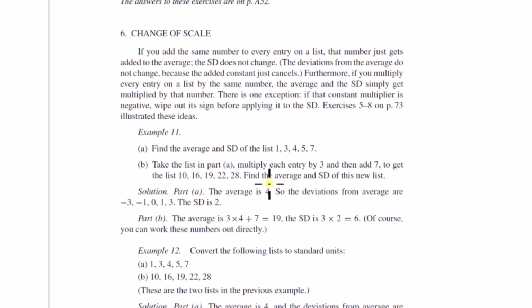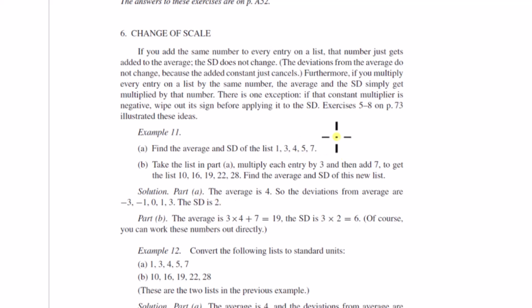And so if we find the average and standard deviation of this list, and then find the average and standard deviation of this list, based on everything we just talked about, we know what's going to be the difference between those two. So first, you're going to take this average and multiply it by 3. And you're going to take this standard deviation and multiply it by 3. Then the next step is that new average and standard deviation. When you add 7 to each number in the list, you're going to add 7 to the average and not change the standard deviation. So let's see if that's what happens.